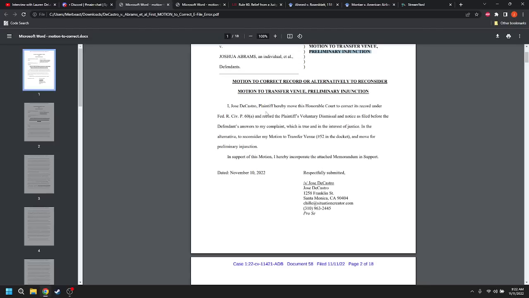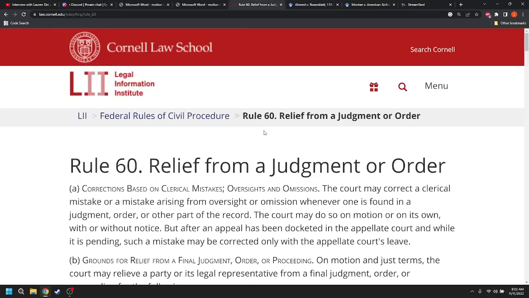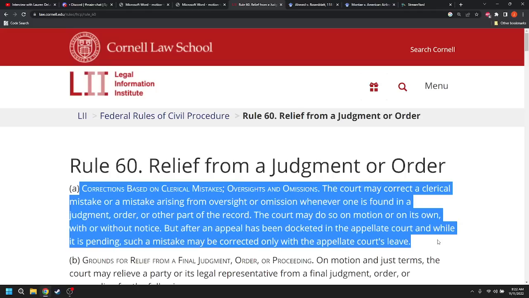Motion to correct record or alternatively to reconsider motion to transfer venue, preliminary injunction. I, Jose Decastro, plaintiff, hereby move this honorable court to correct its record under Federal Rule of Civil Procedure 60(a). 60(a). I was not expecting this. Corrections based on clerical mistakes, oversights, and omissions. The court may correct a clerical mistake or a mistake arising from an oversight or omission whenever one is found in a judgment, order, or other part of the record. The court may do so on motion or on its own, with or without notice, but after an appeal has been docketed in the appellate court, and while it's pending, such a mistake may be corrected only with the appellate court's leave. Now, what that is saying is that it is going to correct a mistake that the court or the clerks of the court made.